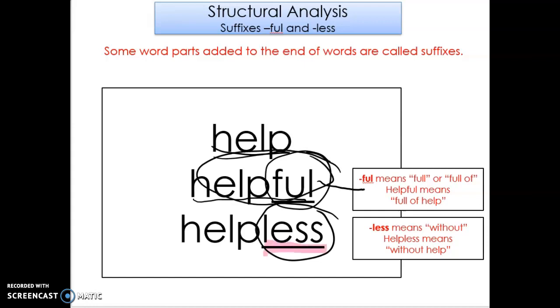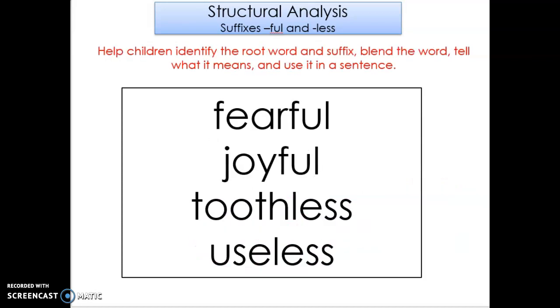Okay? Then we have the word less. The suffix less means without. So if we have help, the base word, and add less at the end, we have helpless, which means without help. So if you are needing help and nobody's there to help you, then you are helpless. Okay? Same thing here, fearful. So you are full of fear, joyful, full of joy, toothless, you don't have any teeth, useless, it's not of use to you.